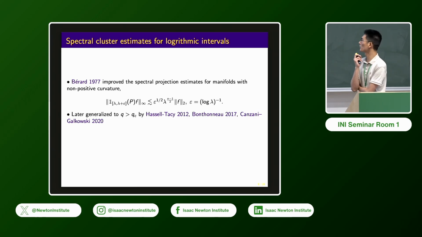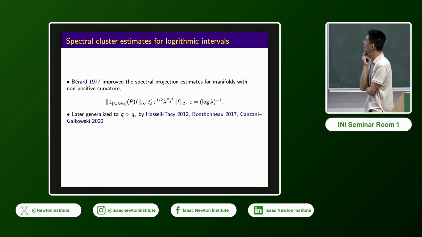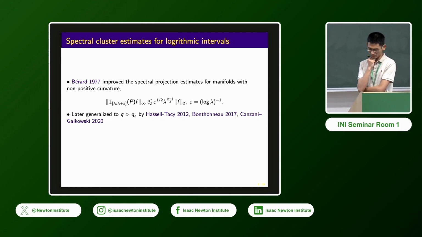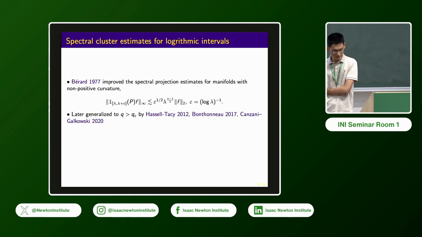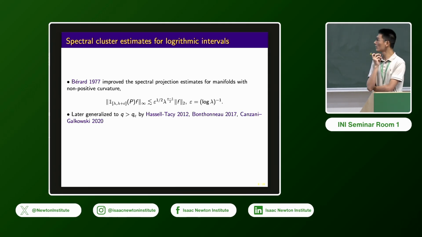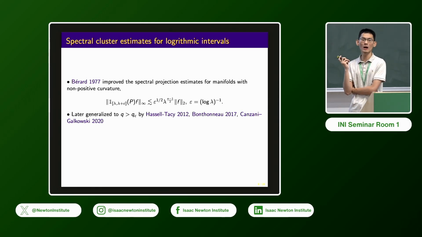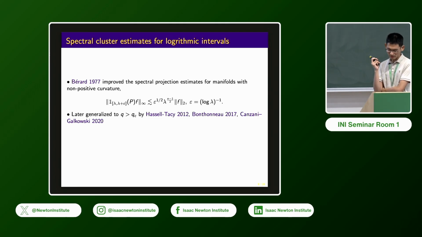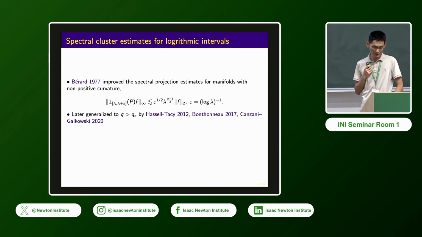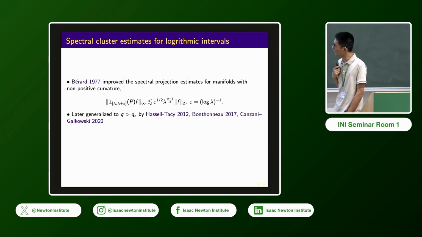For q bigger than q_c, so bigger than the critical exponent, this was later generalized by Hassell and Tacy in 2012 for the same epsilon and the same conditions, that is non-positive sectional curvature, and they obtained a gain of square root of epsilon for any q bigger than q_c. And later Blair, Sogge and others in 2017 generalized this non-positive curvature condition to manifolds without conjugate points. There is also the latest sequence of works by Canzani and Galkowski that further weakens conditions, under certain dynamical assumptions weaker than no conjugate points, and obtains square root of epsilon gain when epsilon equals 1 over log lambda.